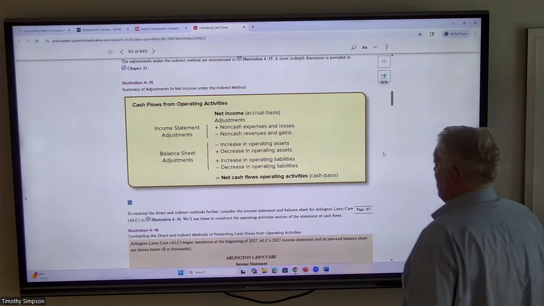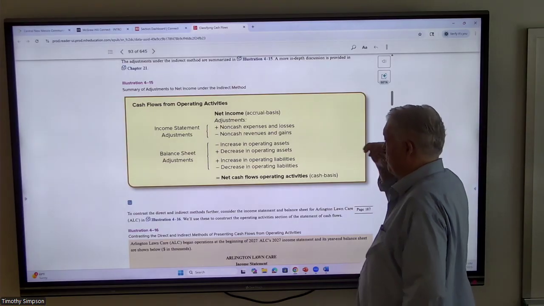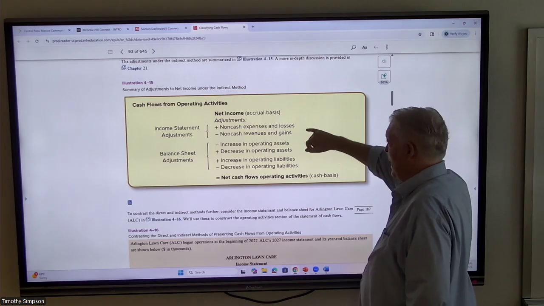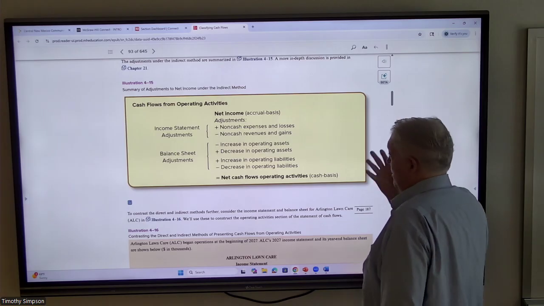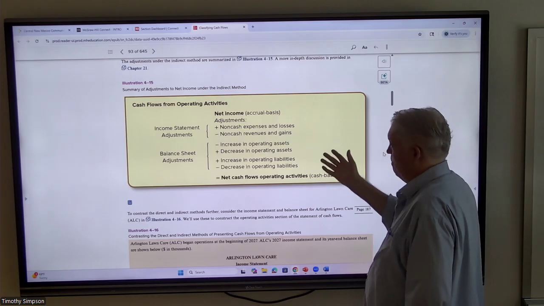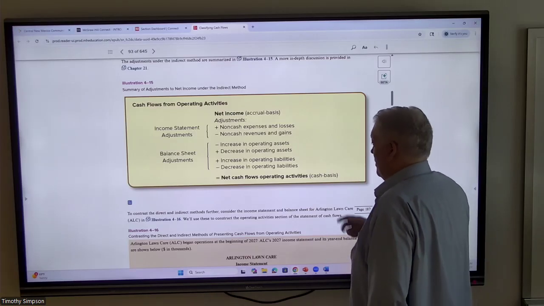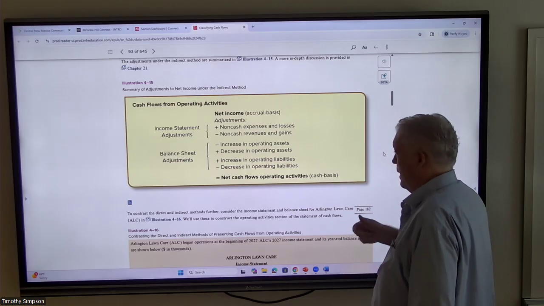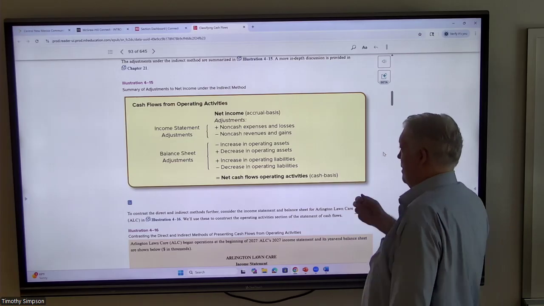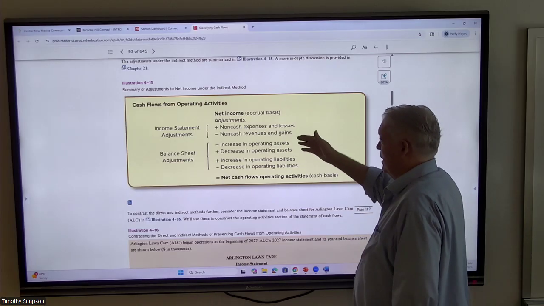And this is what we do. We simply take these adjustments, right? Increase in, and we add non-cash expenses because we didn't write a check for depreciation, right? We take non-cash revenues and gains and things that didn't involve cash because if they didn't involve cash, we can't include them, so they got to be taken out of net income. And then income and balance sheet adjustments.